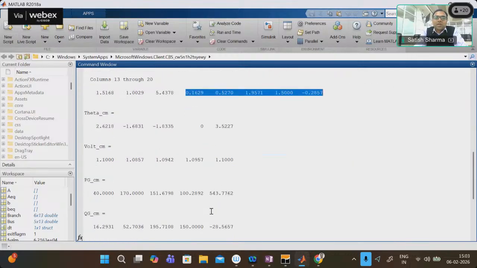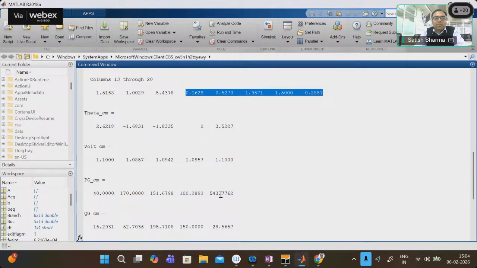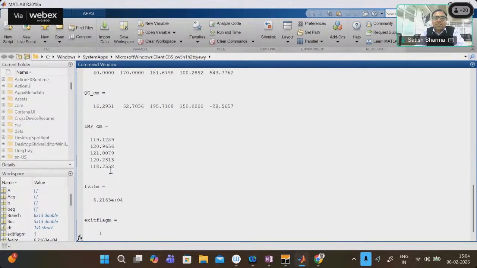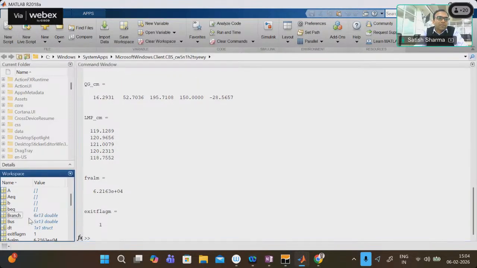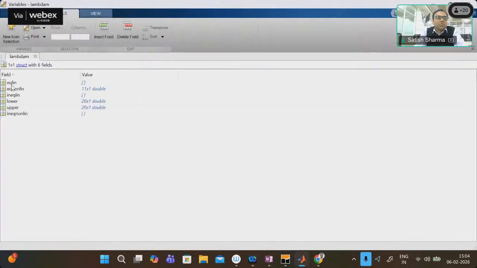Then for voltages, I have used the same value, 0.4170, and multiplied it with the base. So these are the PG outputs, these are the QG outputs, and these are the lambda outputs. From the lambda you can see different lambdas are there, and we have solved this one.